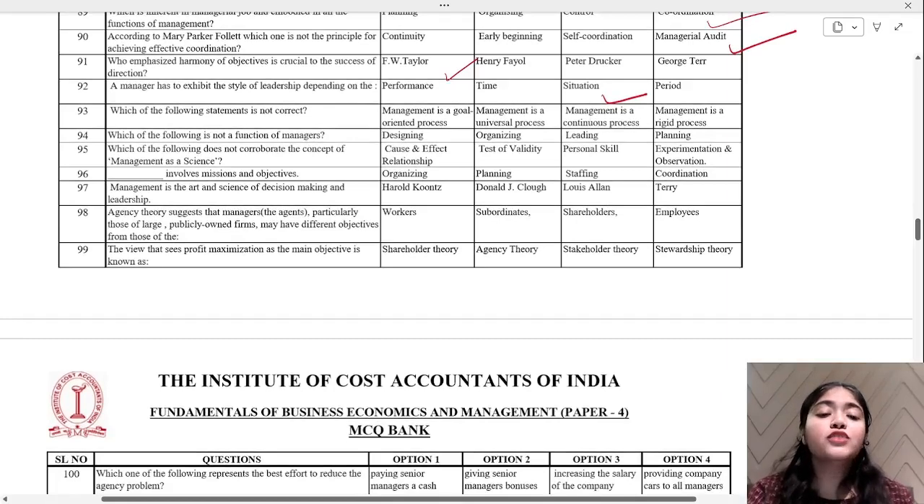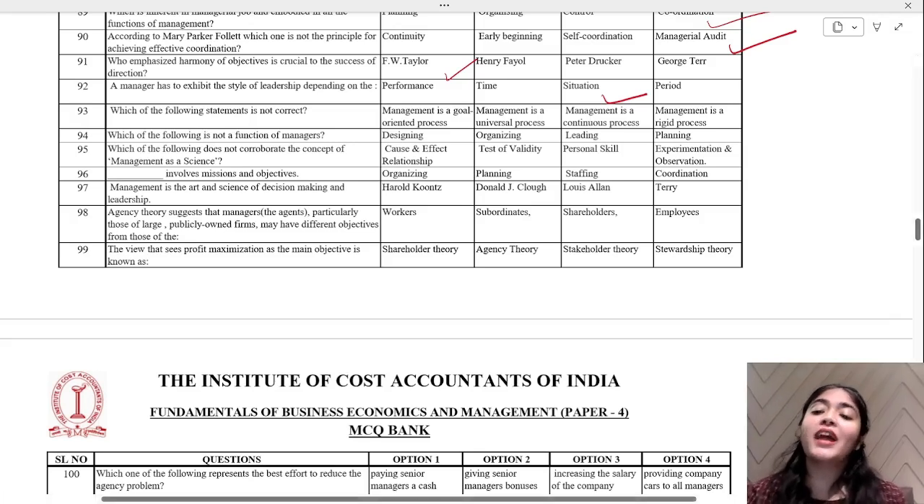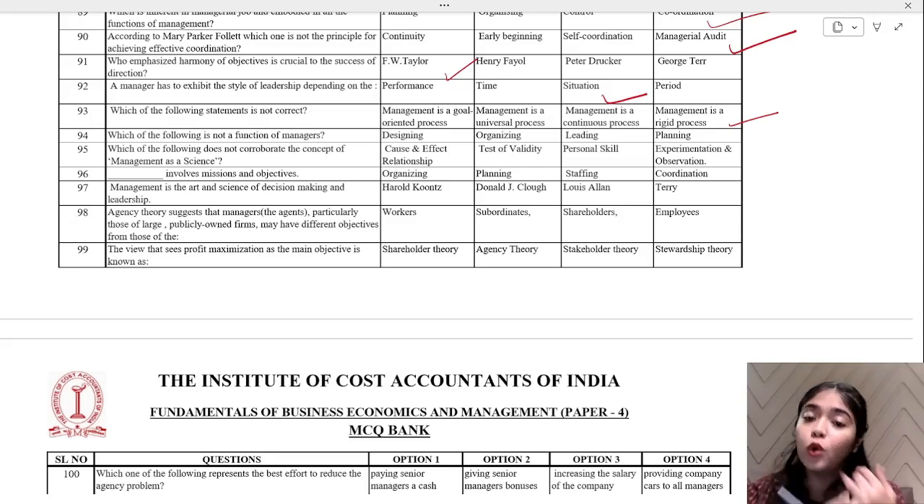Now, which of the following statement is not correct? Management is a goal-oriented process. Management is a universal process. Management is a continuous process. Management is a rigid process. So that is right. Management is not a rigid process. It is goal-oriented. It is a universal process and a continuous one.